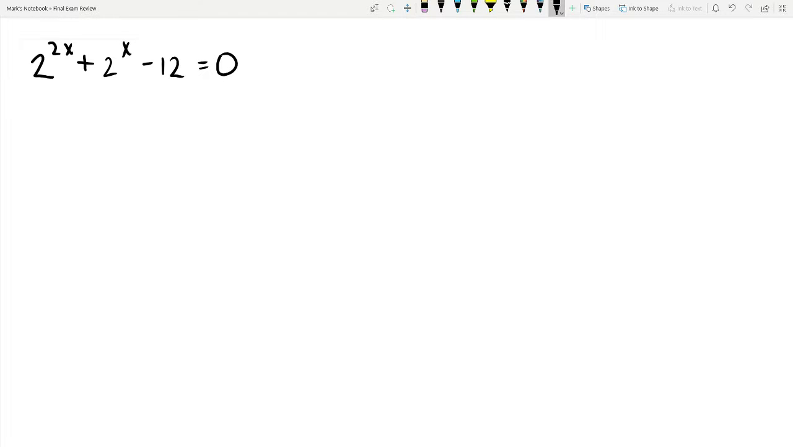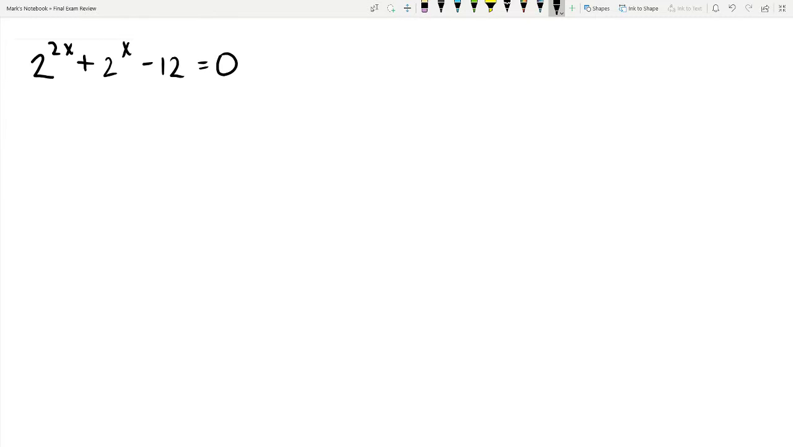In this problem here, we have 2 to the 2x plus 2 to the x minus 12 equals 0. And this is going to be one of the harder exponential equations that you might find. But it's really actually not that bad. It actually can reduce to a quadratic equation. And let me show you how.